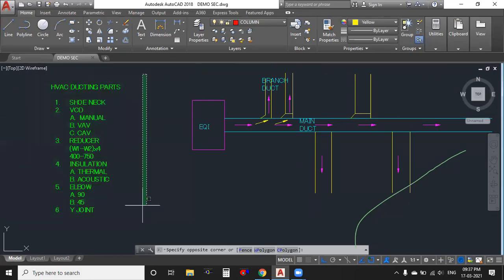After that, when we have done our selection of ducting, maybe round duct, square duct, or rectangular duct, then we are going to modify a few things.